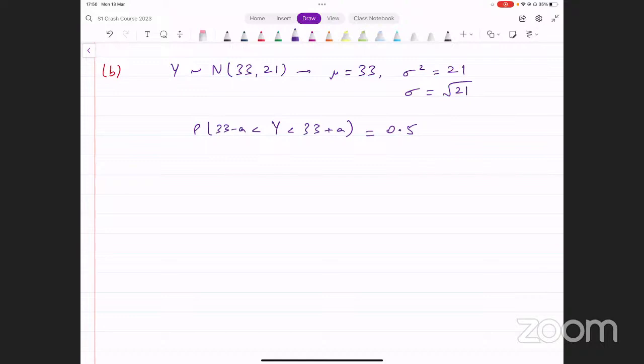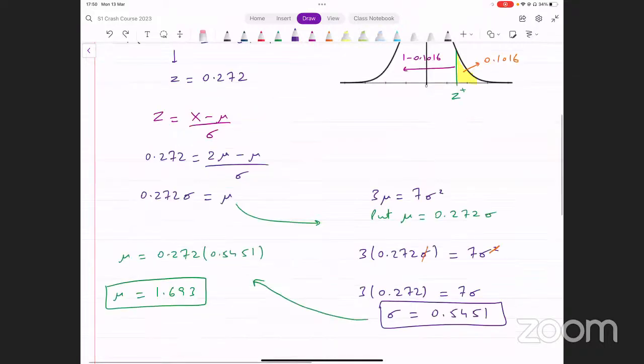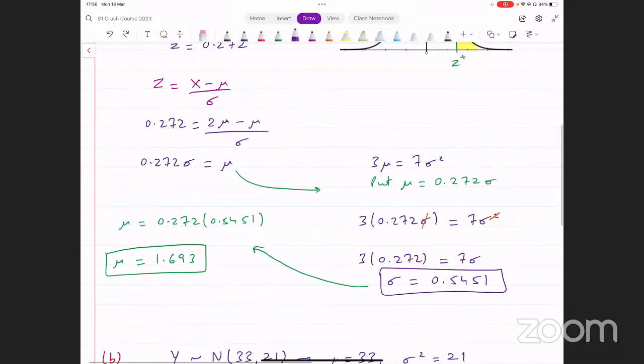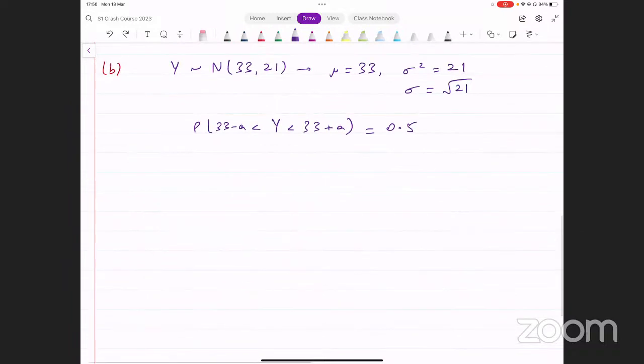Y is between 33 minus A and 33 plus A. We need to find this probability. Sorry, the probability is given. We need to find the value of A using this information. Yes, we need to find the value of A given this information. Now, again, we have probability given, and we have something missing in the data.